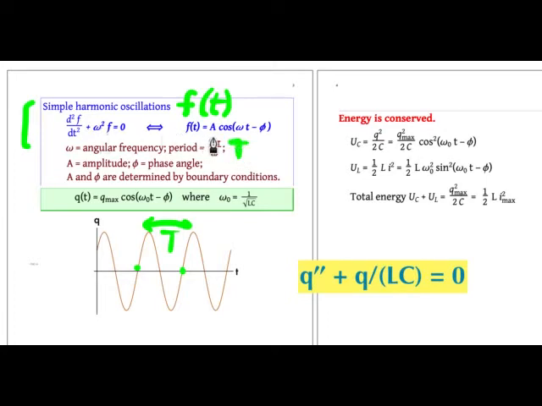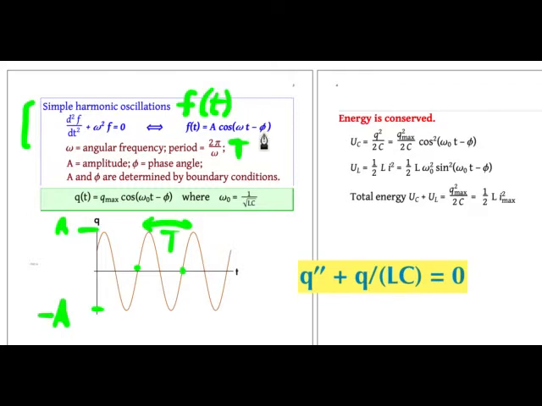Now we have these two undetermined constants, A and phi. A is called the amplitude. Cosine varies between +1 and -1, so Q will vary between +A and -A. So here would be A, the maximum value of Q, and here would be -A, the minimum value of Q. And Q will alternate between +A and -A, as cosine alternates between +1 and -1. So that quantity is called the amplitude.